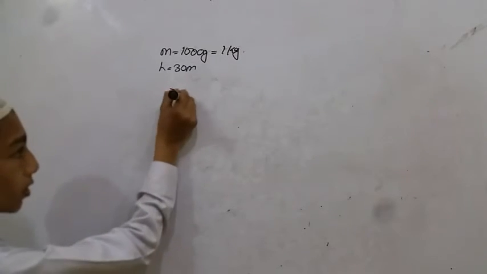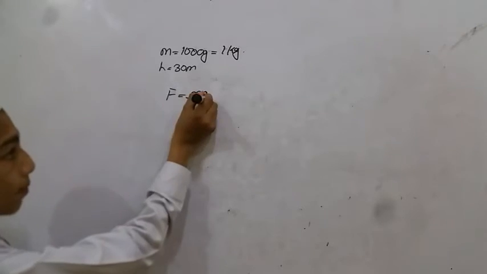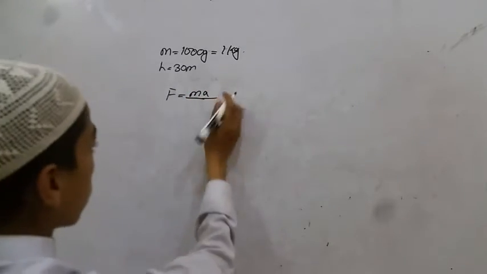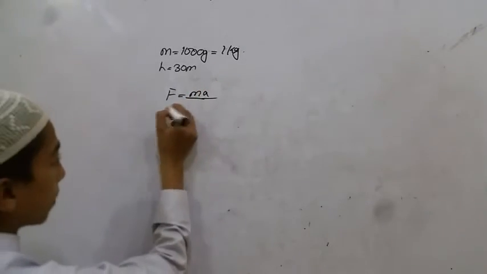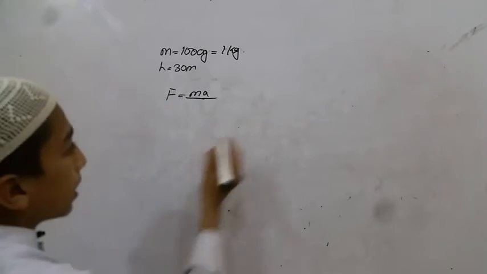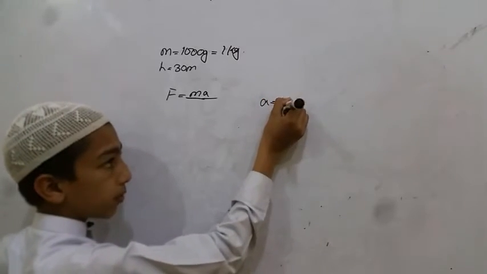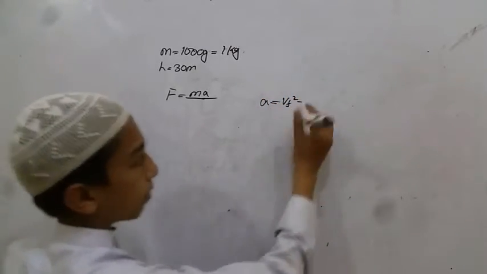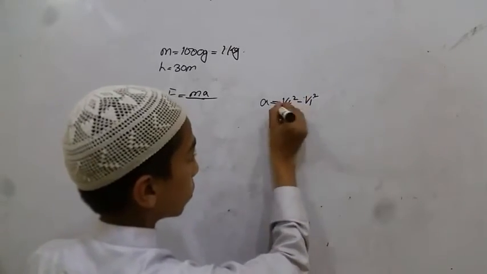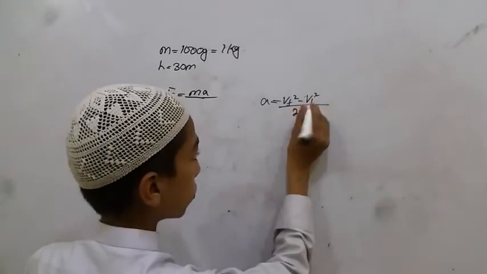If it penetrates 4 cm into the sand, what opposing force is exerted on it by the sand? Neglect air friction. So to find this force, mass is given but there is no acceleration given. So first we will find acceleration. Acceleration is equal to, by the third equation of motion, (Vf square minus Vi square) divided by 2s.